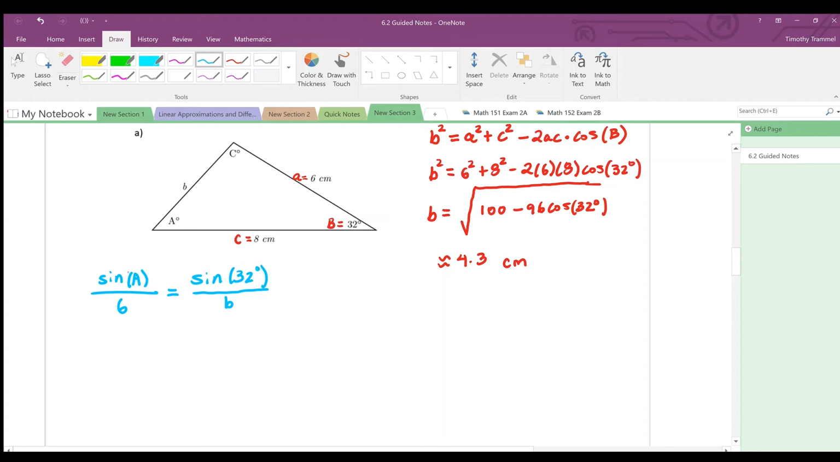And you might have one more question, and that is, well, why didn't you write in 4.3 here? And the answer is, well, b is not equal to 4.3. It's equal to approximately 4.3. So what we're going to actually do is store this value of b on our calculator.